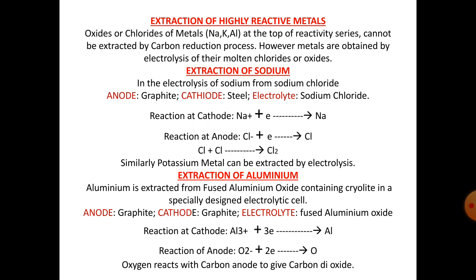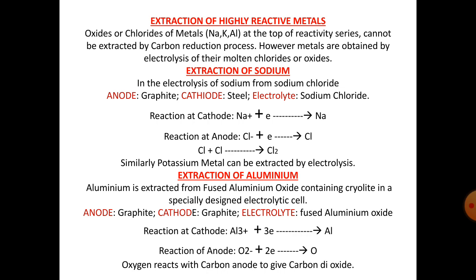And what is the reaction at the cathode? Sodium gains one electron to become Na+. Chlorine loses one electron and becomes Cl. So 2 chlorine atoms add up and become Cl2. Similarly, potassium metal can be extracted by the electrolysis as shown above.